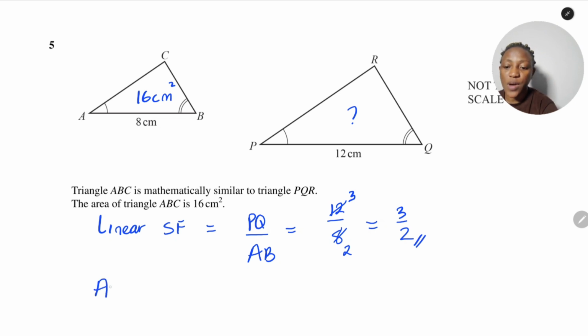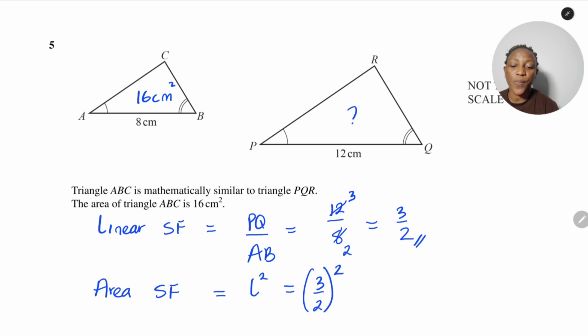Our area scale factor is given by our linear scale factor square, which is what? 3 over 2 all square. Now, 3 over 2 square will be 9 over 4. Now we know what our area scale factor is.